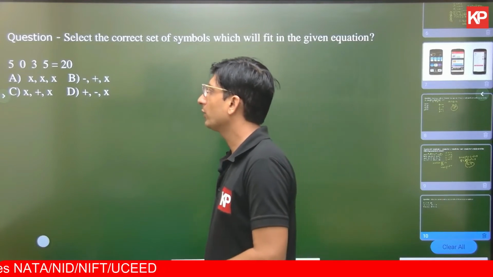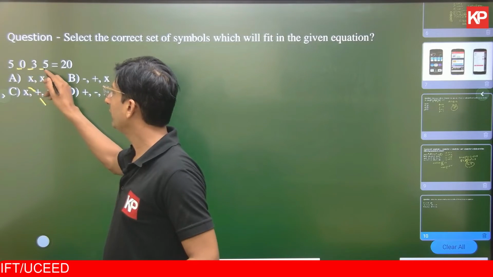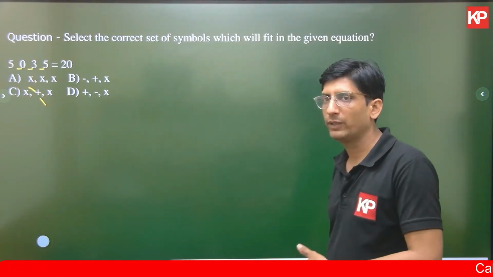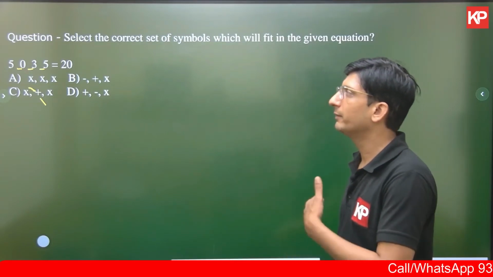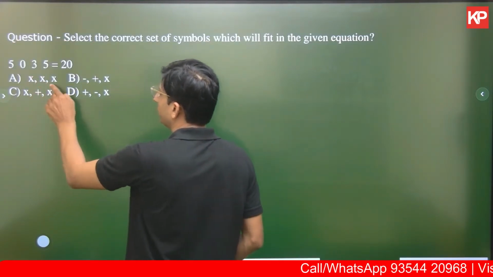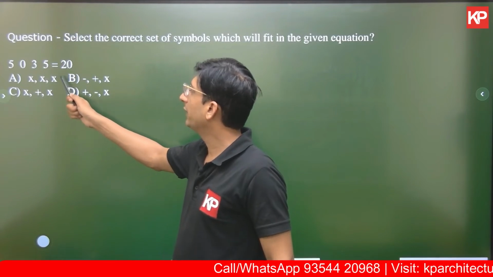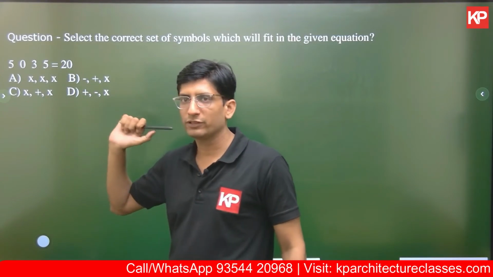So here we have to put blanks. Instead of replacing, this time he was giving us blanks, like there is a symbol after 5, then a symbol after 0, then a symbol after 3. So we have to put three symbols here. These three symbols are given in pairs of 3 in the 4 options. Like the first one is multiply, multiply, multiply. So yes, multiply cannot be the first option, just remember this.